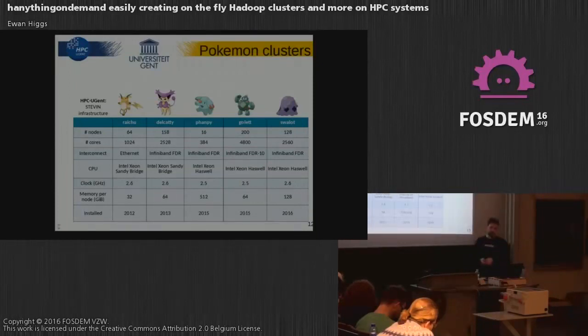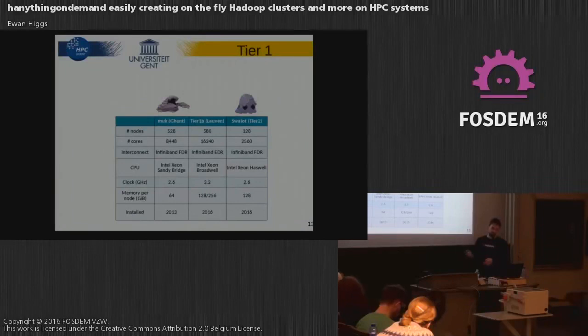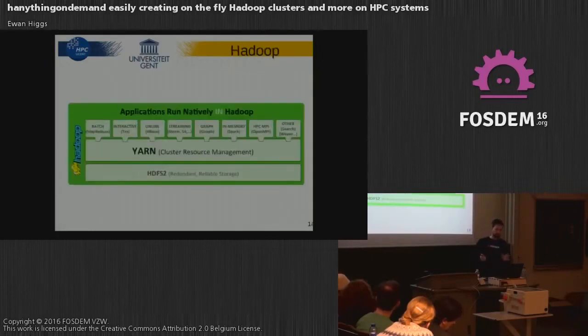We also have the tier 1 in Leuven, which I don't think, well, they didn't choose a Pokemon name because they're more serious than us. But yeah, this is going to be a really good machine for HPC. I'm not so sure it will be suitable for running 580 nodes with Hadoop, but that's not what we're trying to do. And just for comparison of the nodes, in case you forgot, Swalot only has 128, and the tier 1s have almost 600.